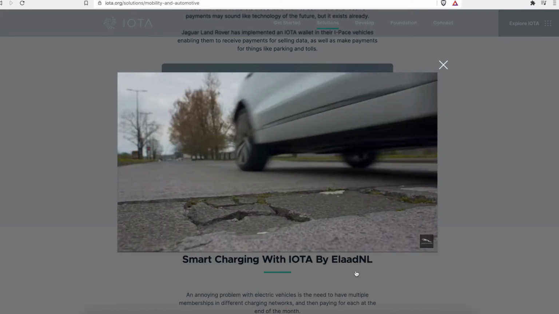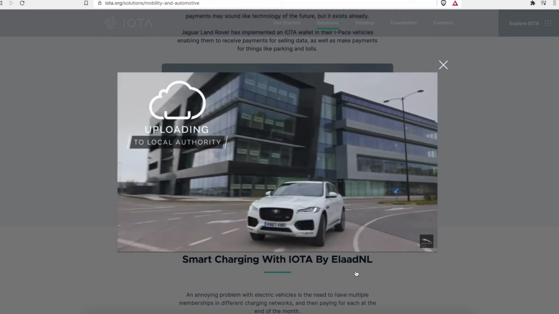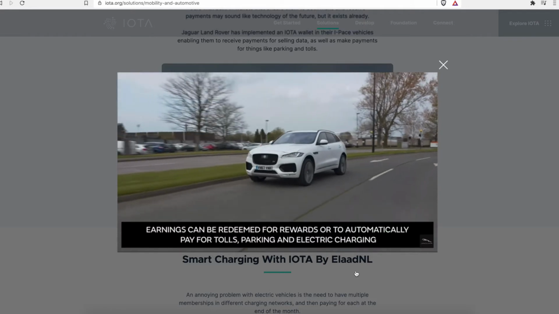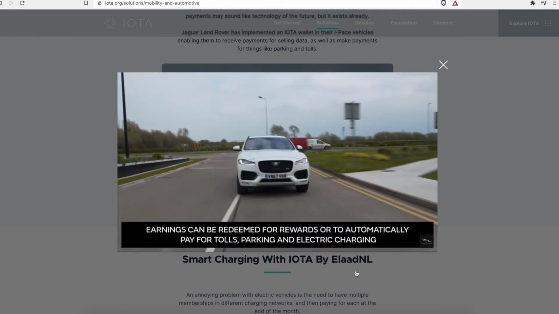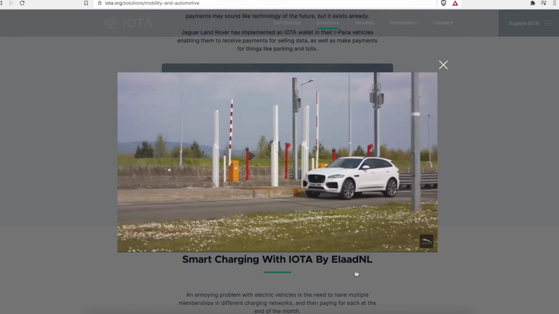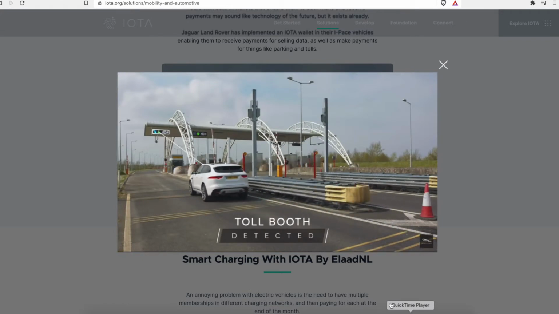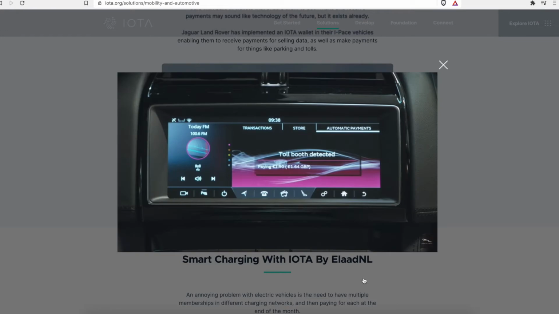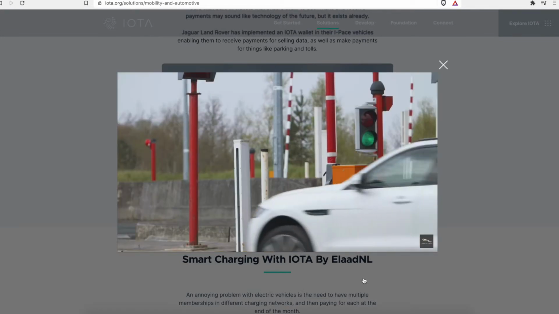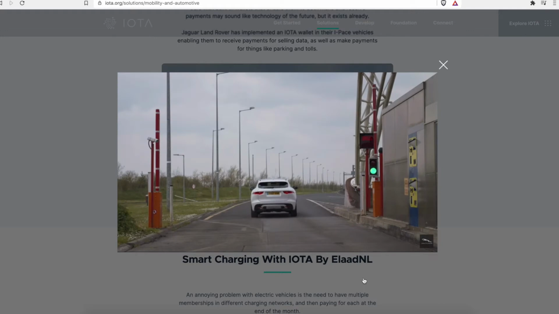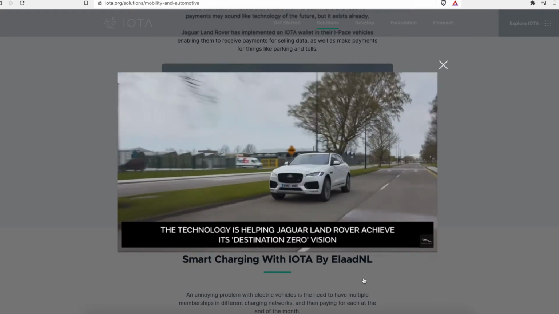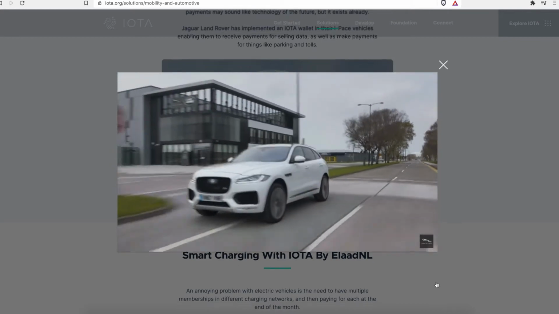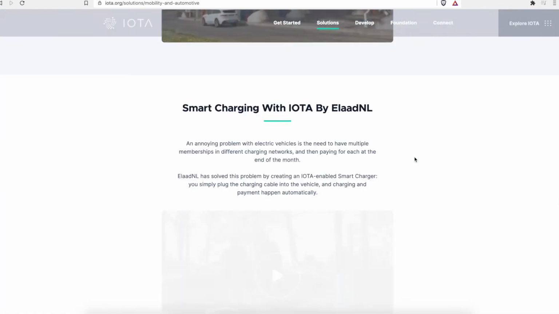So say you have an electric car. Now when you go to plug up to pay for that charger, your car has its own wallet. So it can be rewarded or pay for tolls, parking. It's crazy. Jaguar and Land Rover are currently working with this technology. So that's a little bit about that.